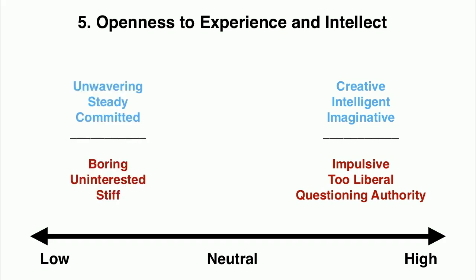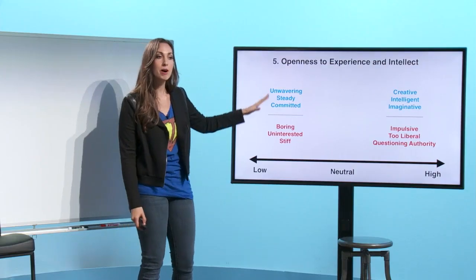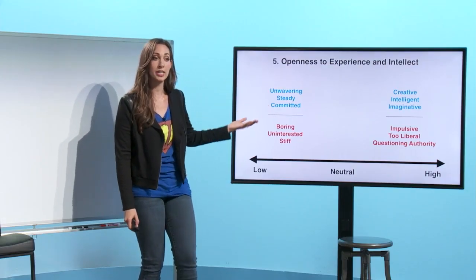On the low end, people who are low in openness, they're unwavering, steady, and committed. However, they can be seen as boring, uninterested, or stiff because they lack a certain curiosity in their personality. They much prefer what's dependable, what's routine.